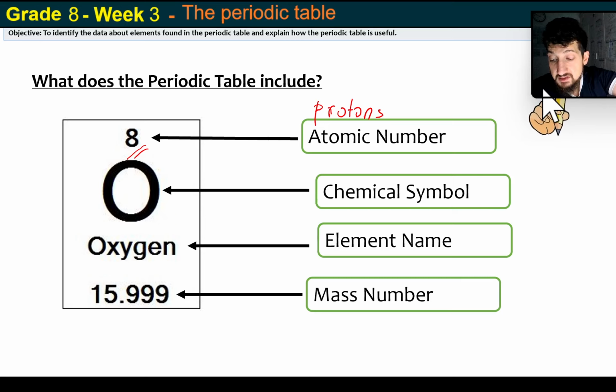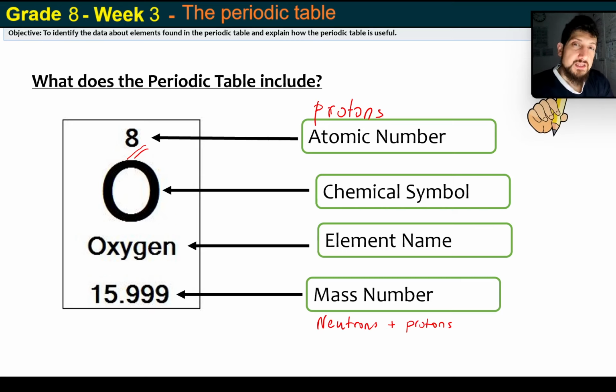Sometimes you'll see the name underneath, sometimes you won't. Sometimes you just see the symbol, and it depends on whether they're trying to save space or not. And then you've got the mass number, and of course the mass number is a combination of the number of neutrons, which live inside the nucleus, and protons, which also live inside the nucleus. So why do we have decimals here then? If you remember from my previous lesson, I said the reason why we have decimals is because it's the average of all the different isotopes of the element in nature.